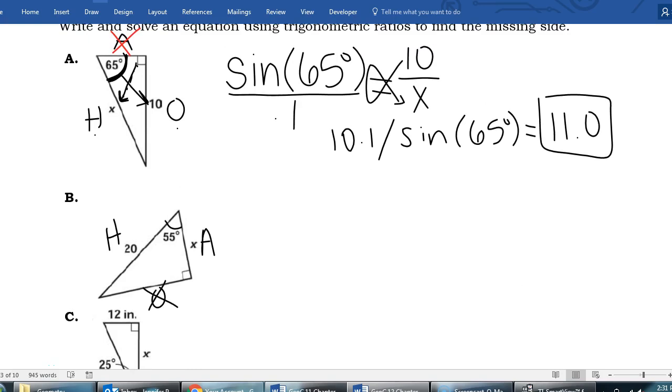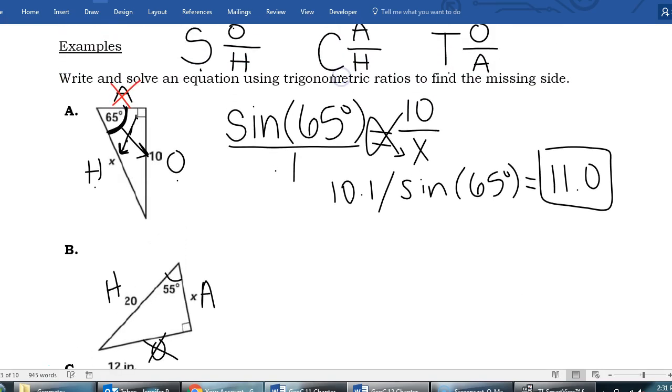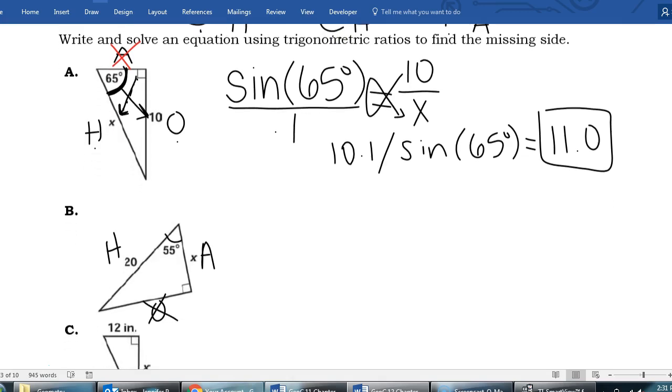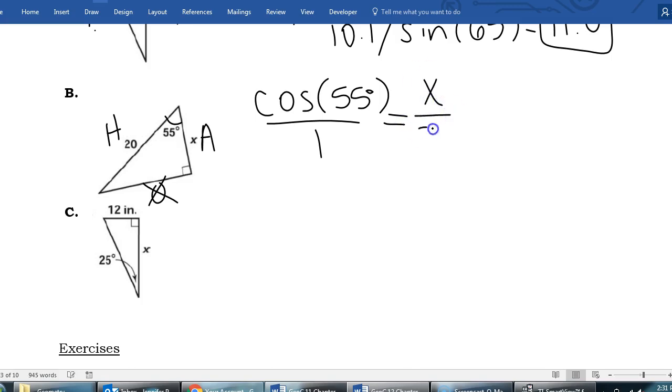If I'm left with an A and an H, I should know to choose cosine. Cosine is my only ratio that will let me use an adjacent side and a hypotenuse. So I'm going to choose the cosine of the angle, and I'm going to just throw that over 1 right away. My fraction is the adjacent on top and the hypotenuse on the bottom. So I put x on top because x is on my adjacent side, and I put 20 on bottom because 20 is on my hypotenuse side.